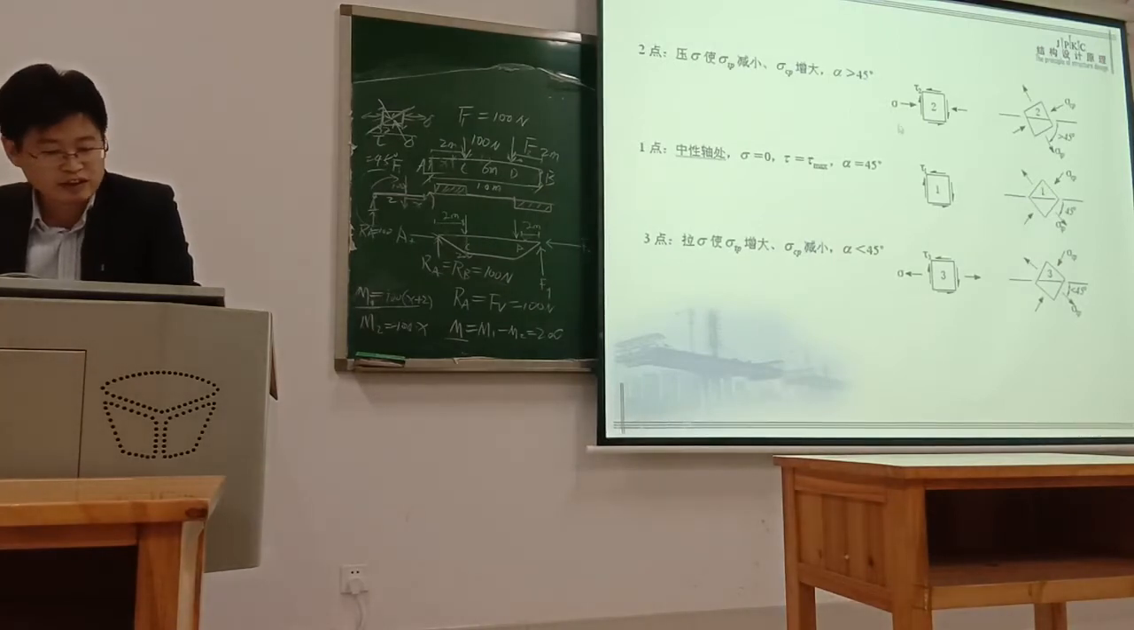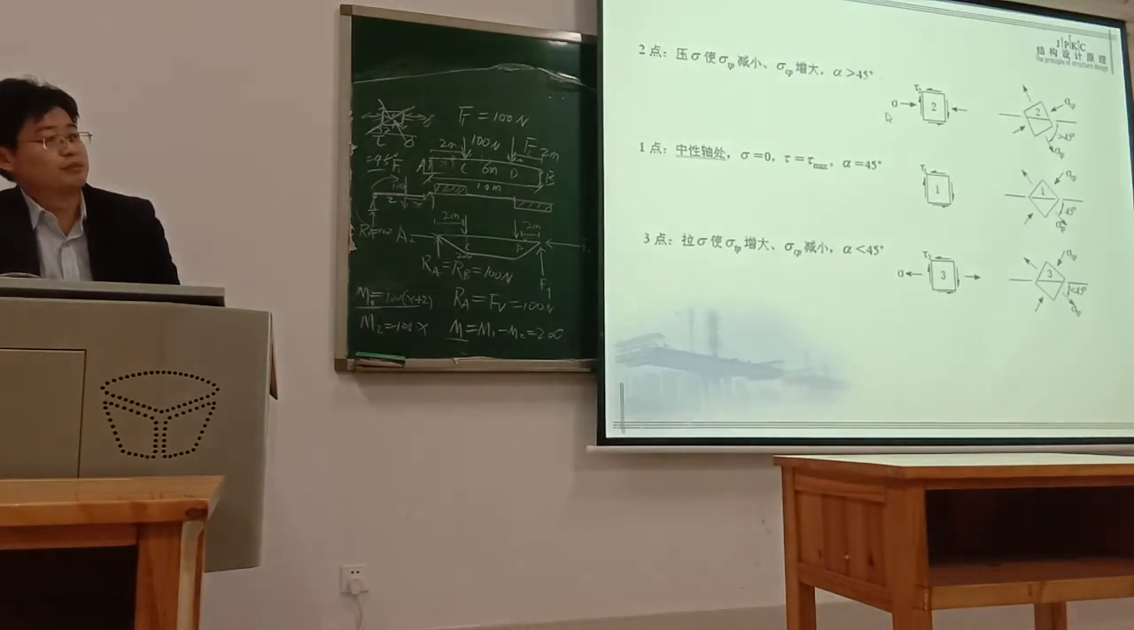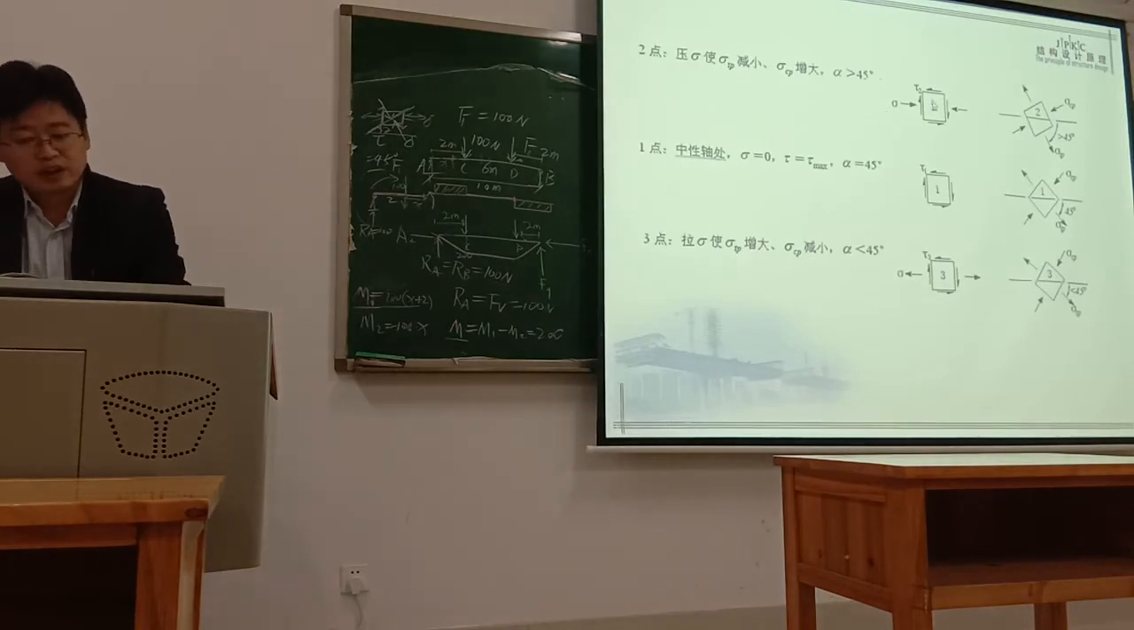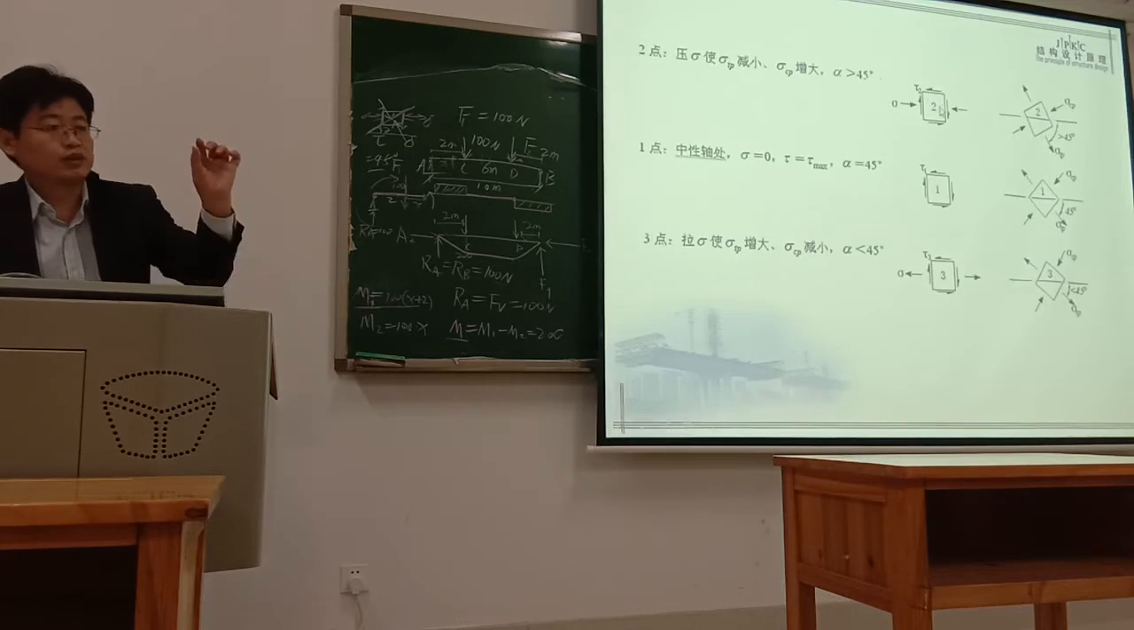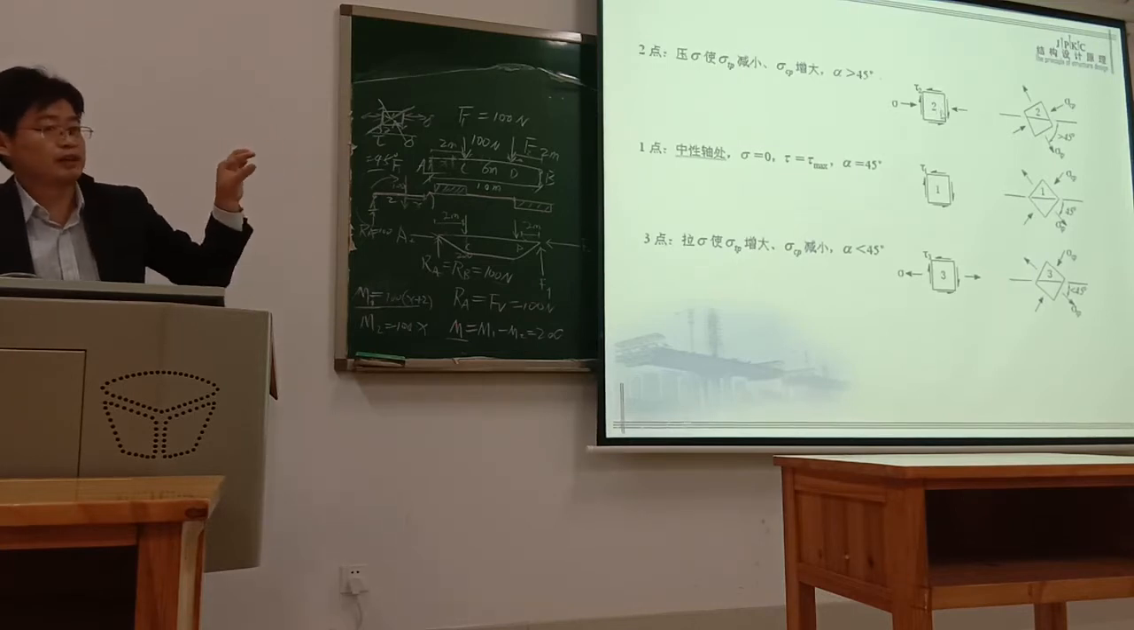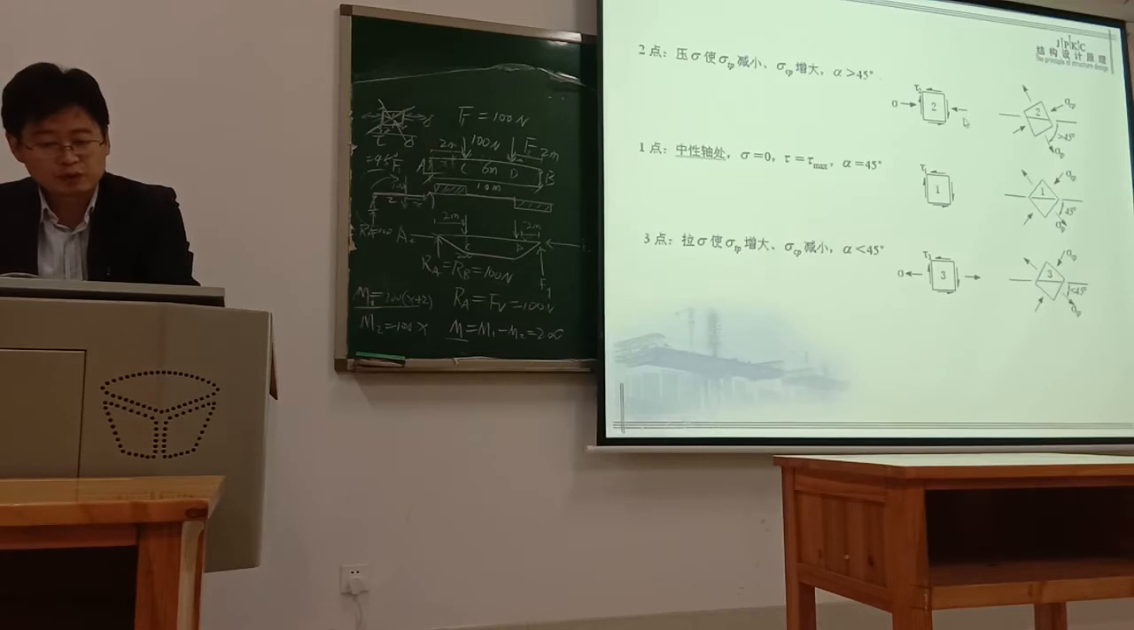You see, this figure is the content of your material mechanics. I think you should have studied. So if you take out a small part of the beam, you get this compression stress, and the shear stress tau. From the action of the compression stress and the shear stress, you can get the principal compression force and the principal tensile force in this direction.